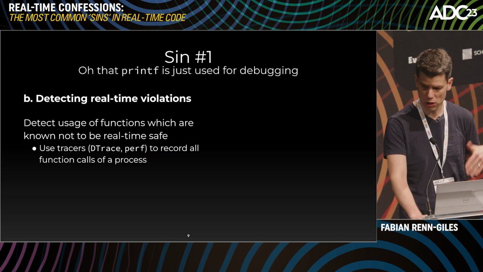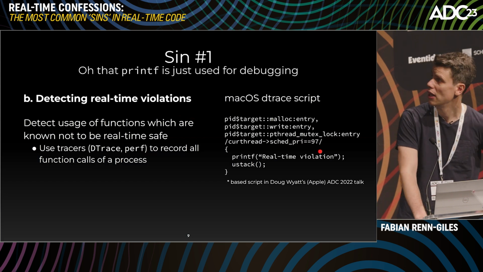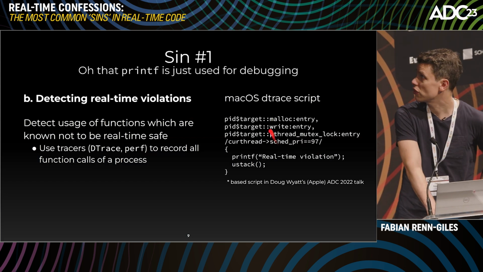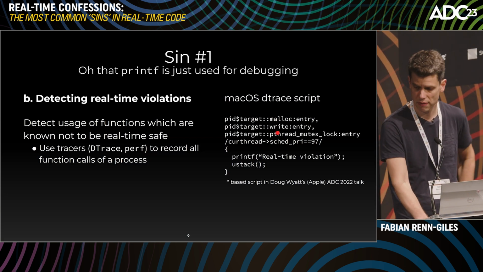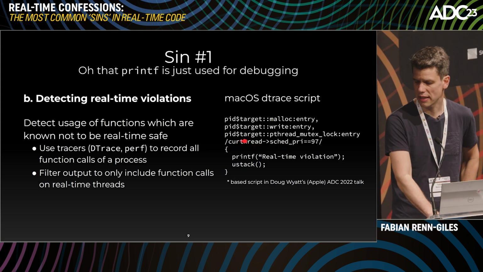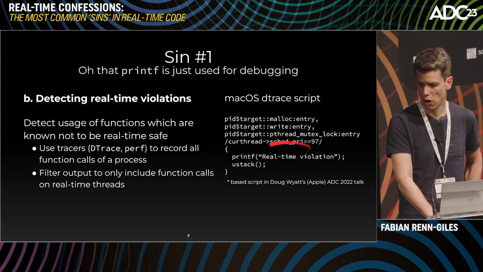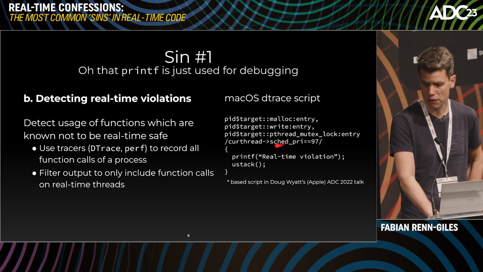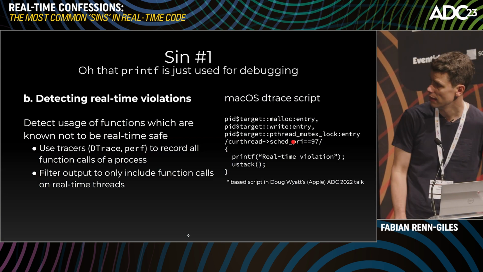If you were using dtrace, you would write such a script and you would list all the functions that are not real-time safe. And then additionally, in the D script, you would add a conditional so that it only tells you about the violation if the thread was a real-time thread, right? You can do something similar on Linux.